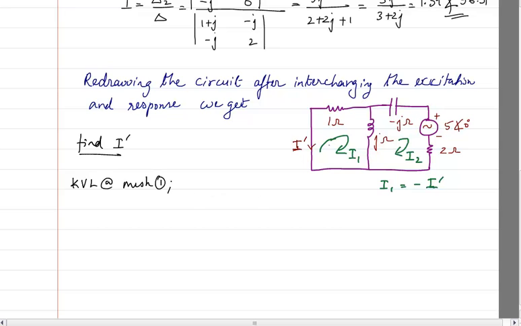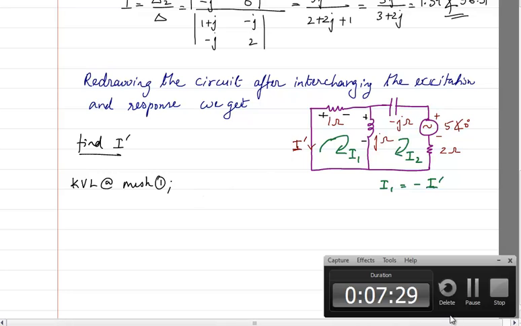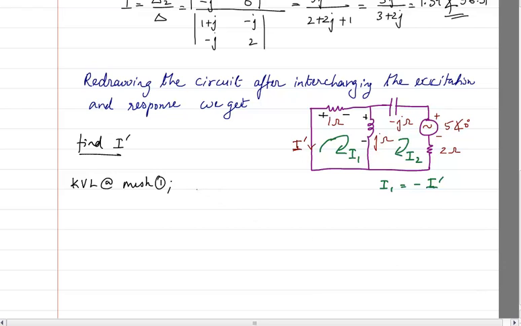KVL at mesh 1. Here there is no source, so I am having 1 ohm resistance and J, plus minus, plus minus. So I will get I1 into 1 ohm plus J(I1 minus I2) is equal to 0, from which I can get (1 plus J) I1 minus J I2 is equal to 0. This is going to be my first equation.